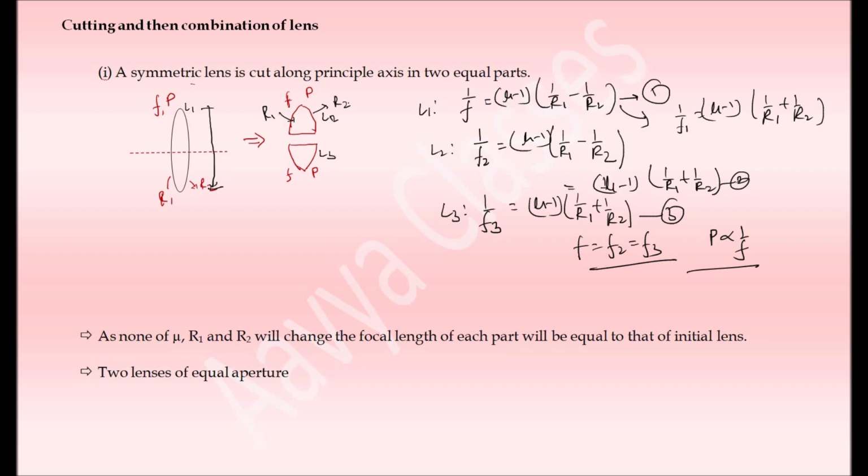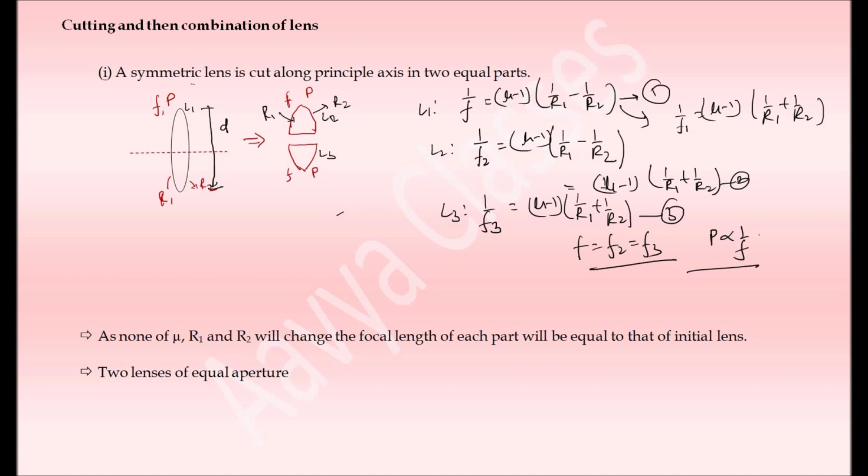So if you see here, the aperture of this original lens is, if this is d, then it is reduced here. So clearly, when we cut a symmetric lens along the principal axis, then the aperture will be reduced. Accordingly, the intensity of image formed will be reduced.